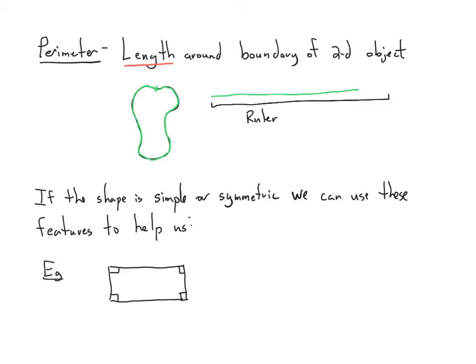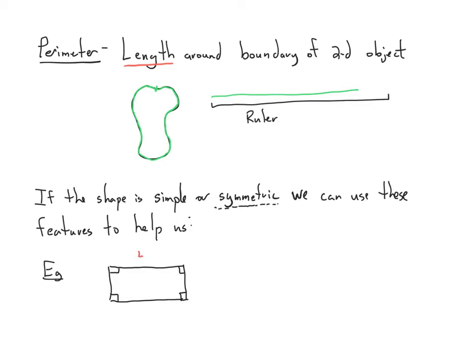But for a lot of objects, they're fairly simple, or even better, they have some sort of symmetry going on that we can use to help us determine the perimeter of some two-dimensional shape. For example, here we have a rectangle. And we know with a rectangle that opposite sides are congruent.